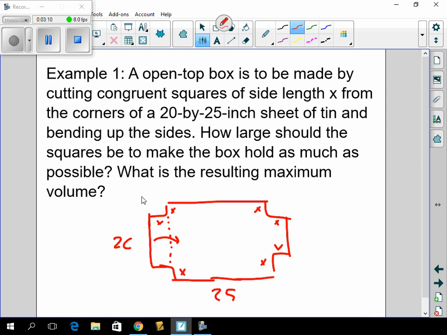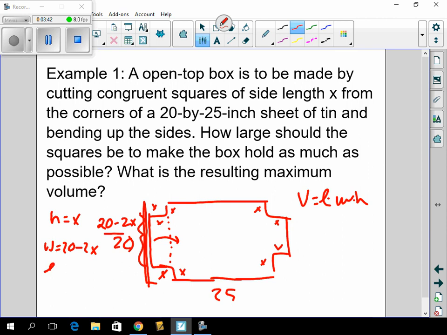So when I think about the volume of a rectangular prism, I think length times width times height. And so I know that my height is x, and then I'm going to consider this side my width. My width is actually 20 minus 2x, because my whole length is 20, and then I'm taking off an x here and an x here. So my width is 20 minus 2x, and then my length, same idea, the whole length is 25, so that part is 25 minus 2x.